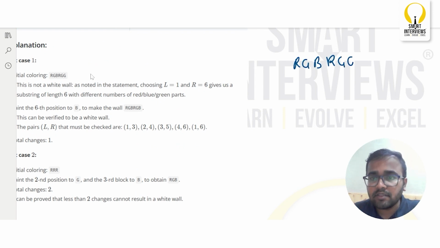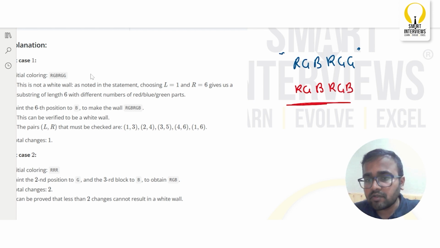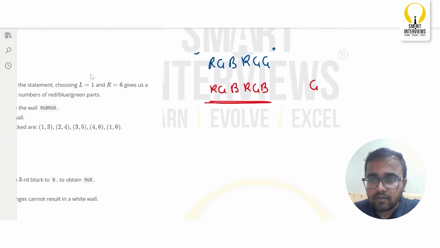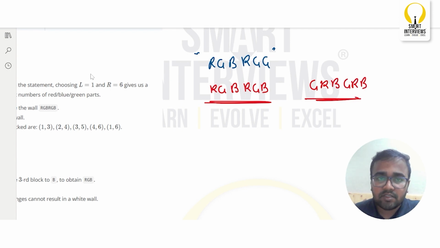RGB and RGG. So RGG can be converted to RGB, RGB, which is our string that is going to contribute the white wall. Now this can also be converted to GRB, GRB. We can also convert like this, right? But among these, which is going to give you the minimum number of operations?